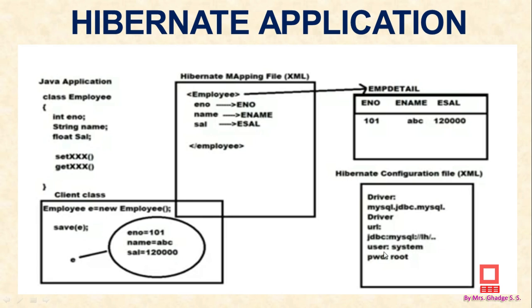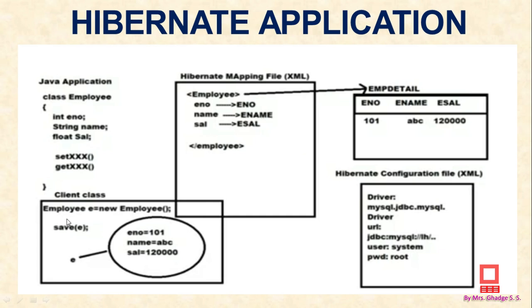And after that we need to write username and password. Here suppose username is system and password is root. Such configuration details we need to write into the Hibernate configuration file, which is an XML file. So all these types of files we need to create in order to develop a Hibernate application.